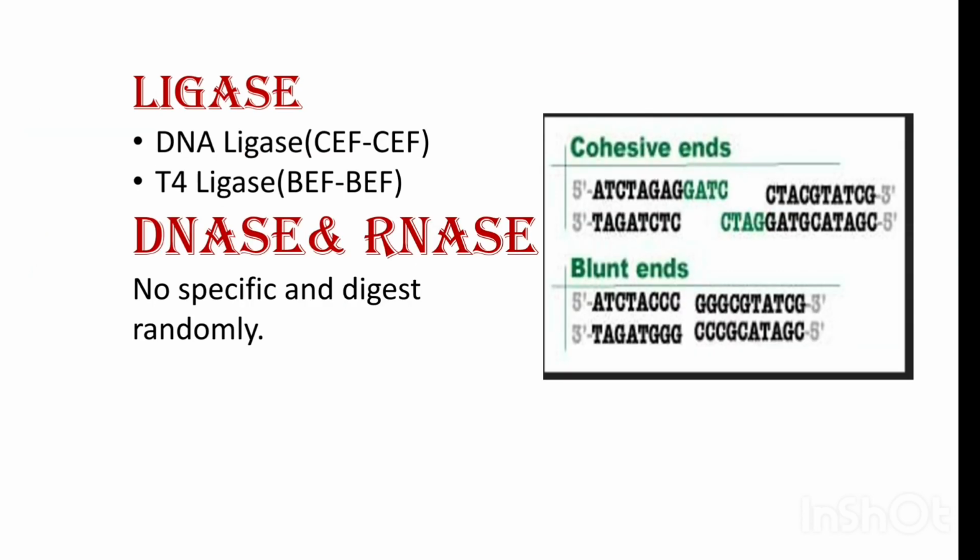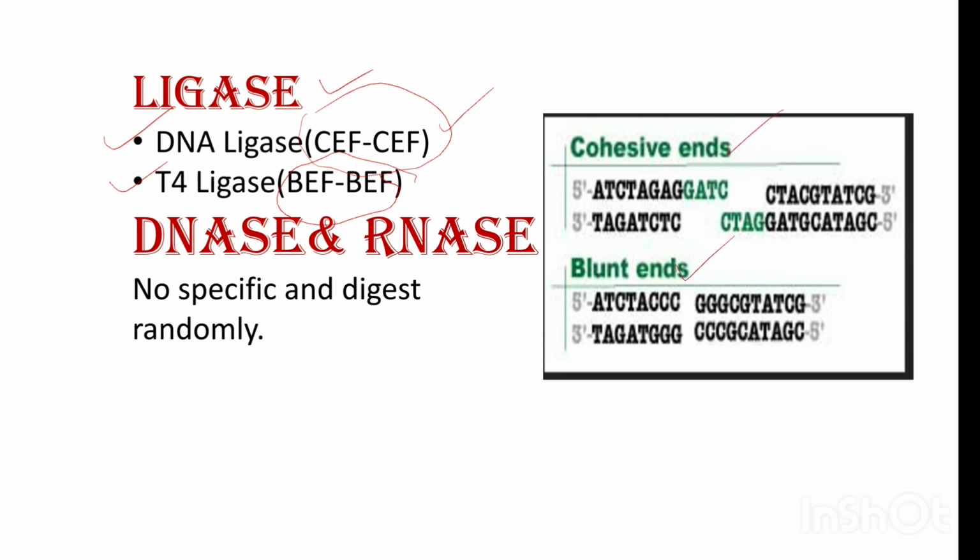Let's move further. Ligases. We all know where ligases are used. Ligases are used during recombinant formation to join both the ends. Now, there are two different types of ligases, DNA ligase and T4 ligase. It depends upon cohesive ends and blunt ends. If both the cohesive ends are there, then DNA ligase is used. When both the blunt ends are there, we use T4 ligase.